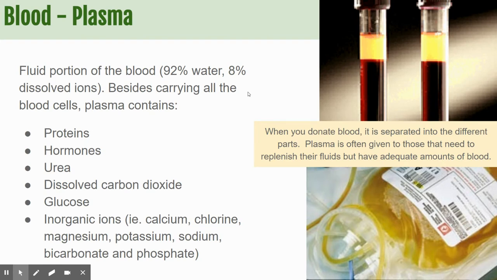So plasma is the fluid portion of the blood. It's mostly made of water, about 92% water, 8% dissolved ions. And besides carrying all the blood cells around, it also contains all of these other things like proteins, hormones, urea, dissolved carbon dioxide, glucose, and then other ions that your cells might need. So when you donate blood, it's actually separated into the different parts, and the plasma is given to those that need it to replenish their fluids but don't need the blood.